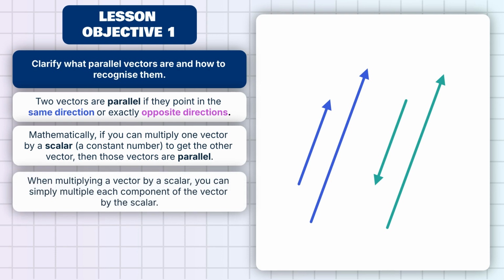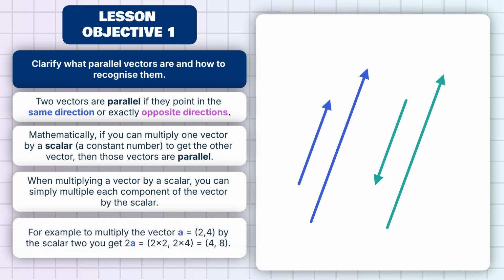When multiplying a vector by a scalar, you can simply multiply each component of the vector by the scalar. For example, to multiply the vector a equals (2, 4) by the scalar 2, you get 2a equals (4, 8).